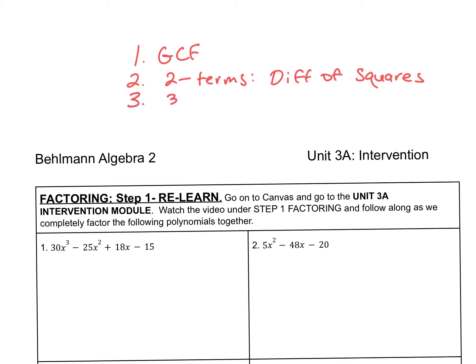Then we've got three terms. We always want to try X method first after we've taken out that GCF if there is one. And then again, if we were solving, we would do quadratic formula. There will be no quadratic formula on this first page, so don't worry about that. And then we have four terms. That means grouping. Okay, so we'll go ahead and get started on these problems.